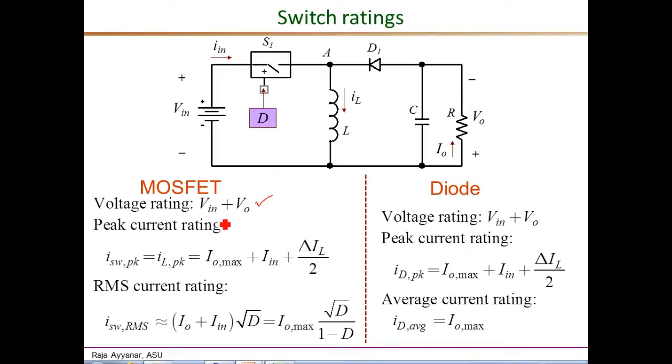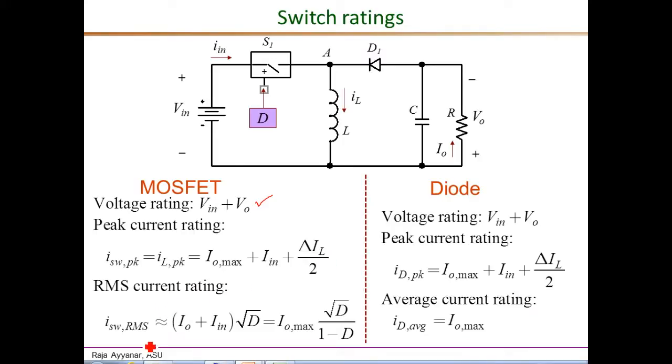So the voltage rating is much higher than what is needed in the buck, which was Vin, or in the boost, which was VO. So it is the sum of the two that calls for higher voltage devices with corresponding disadvantages in terms of higher RDS on and so on. The peak current rating again is another drawback of the buck boost. The peak current rating is the sum of the input current and the load current plus this 1/2 of high frequency peak to peak ripple component.